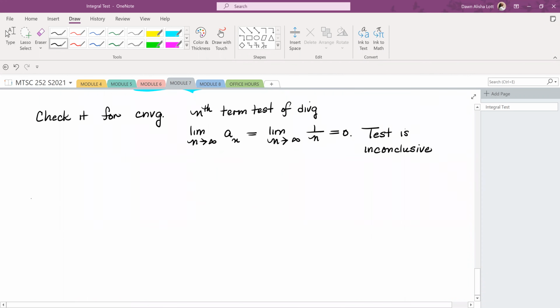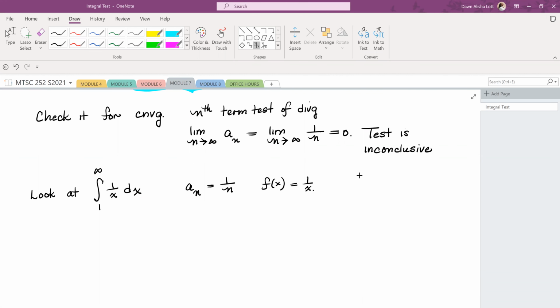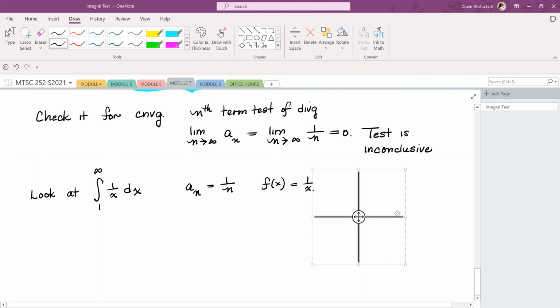All right, so let's look at the integral from 1 to infinity of 1 over x dx. So a_n is 1 over n, so f of x is going to be 1 over x. Now, we know 1 over x is decreasing. We've graphed it a million times. 1 over x just looks like this.